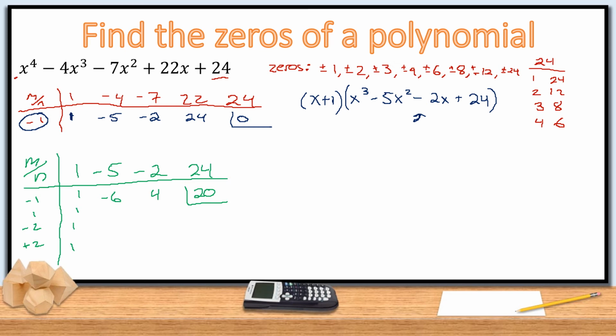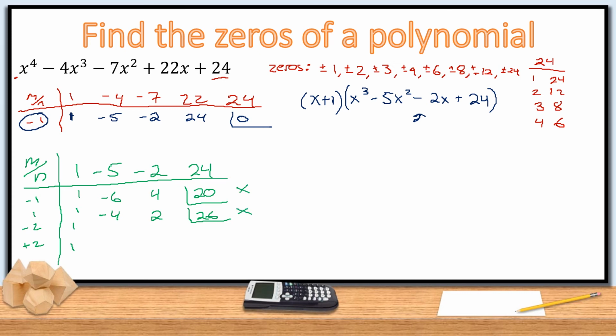Let's go +1. 1 times 1 is 1. -5 is -4. -4 times 1 is -4. -4 minus 2 is... 4 minus 2 is 2. 2 times 1 is 2, plus 24 is 26. So no go again on the first two.